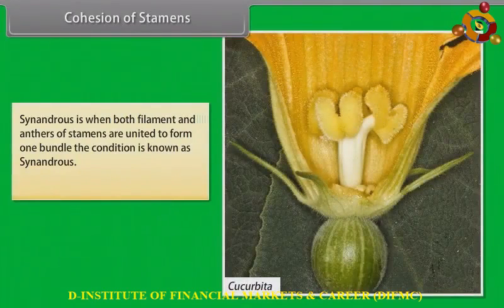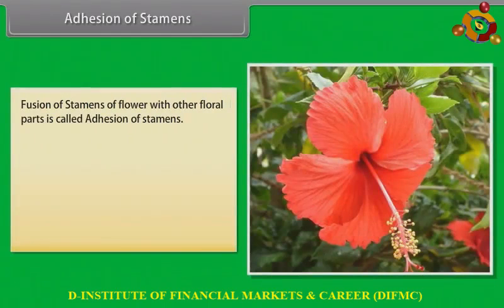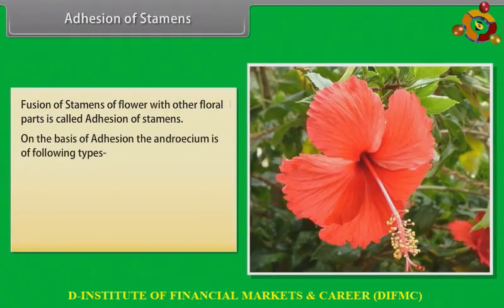Synandrous is when both filaments and anthers of stamens are united to form one bundle. The condition is known as synandrous. Example, Cucurbita. Adhesion of stamens. Fusion of stamens of a flower with other floral parts is called adhesion of stamens. On the basis of adhesion, the androecium is of the following types: epipetalous, episepalous, epiphyllous, gynandrous.